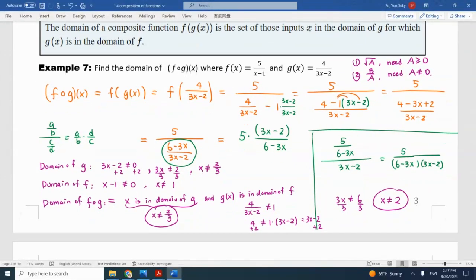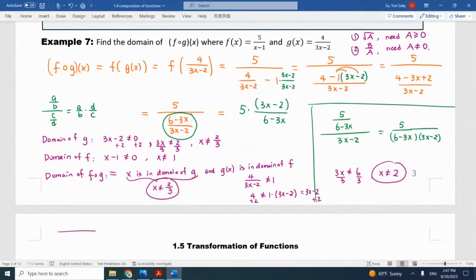I ran out of space here. Can I do it here? So x not equal to 2/3. You put an open circle to indicate you want to remove that point. And x cannot be 2. Therefore, your domain of f composite g will be minus infinity to 2/3 union 2/3 to 2 union 2 to infinity. Is that okay, everybody?